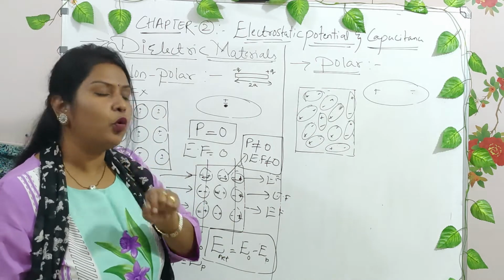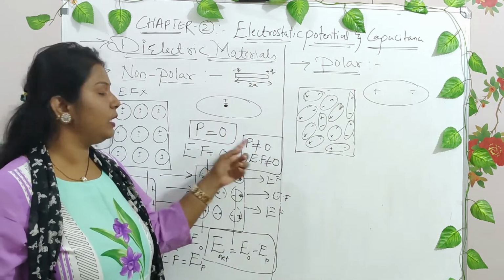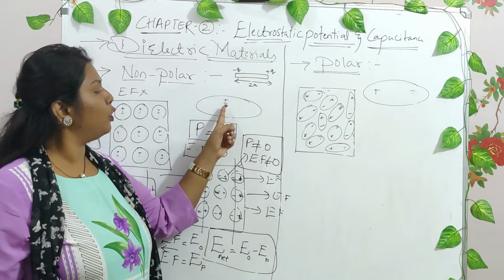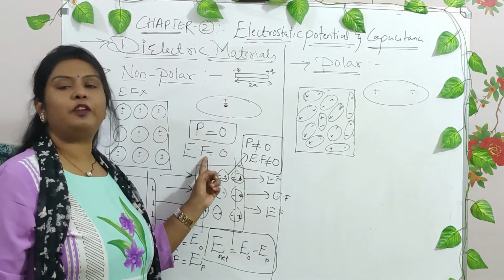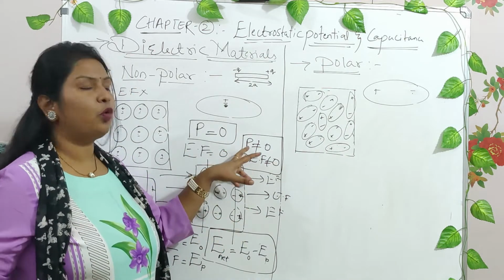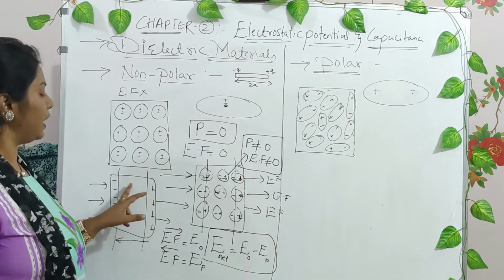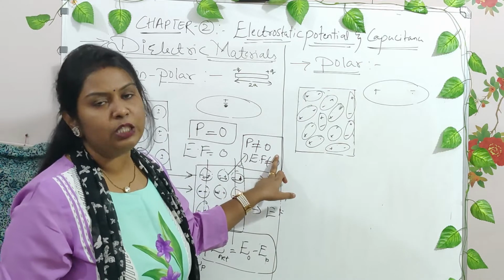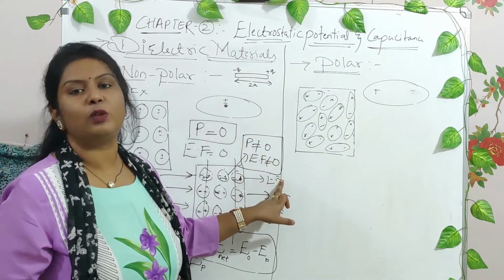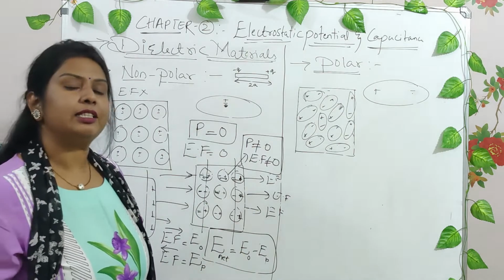At this particular point, the dipole moment is not equal to 0. Why is it not equal to 0? Initially there was no dipole, and hence the dipole moment was 0, and there was no electric field applied. Electric field was 0. But at this particular point, the polarity is created. Now there is polarity created, and they have distance between them. The dipole moment is not equal to 0, and the electric field is not equal to 0. This was all about the non-polar dielectric material.